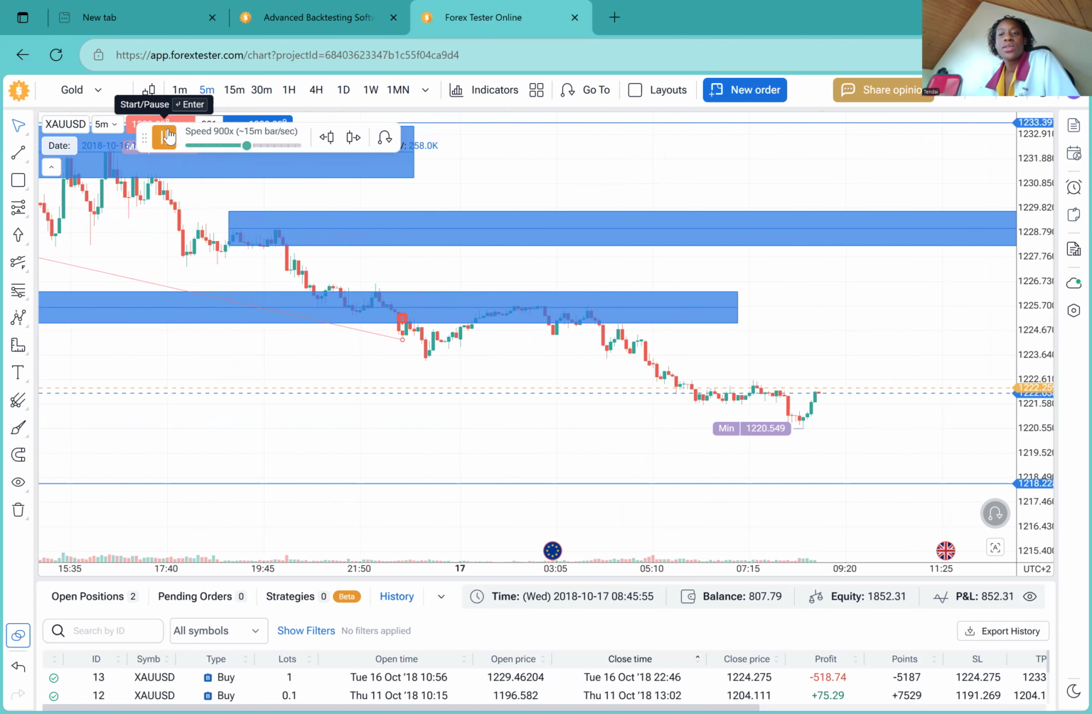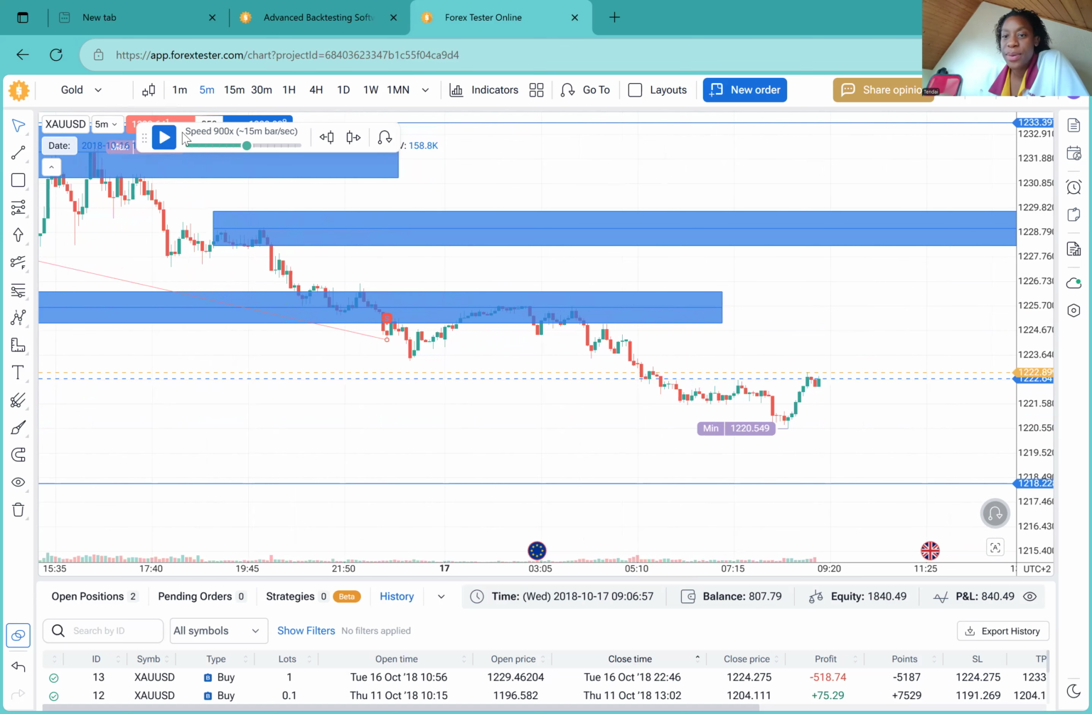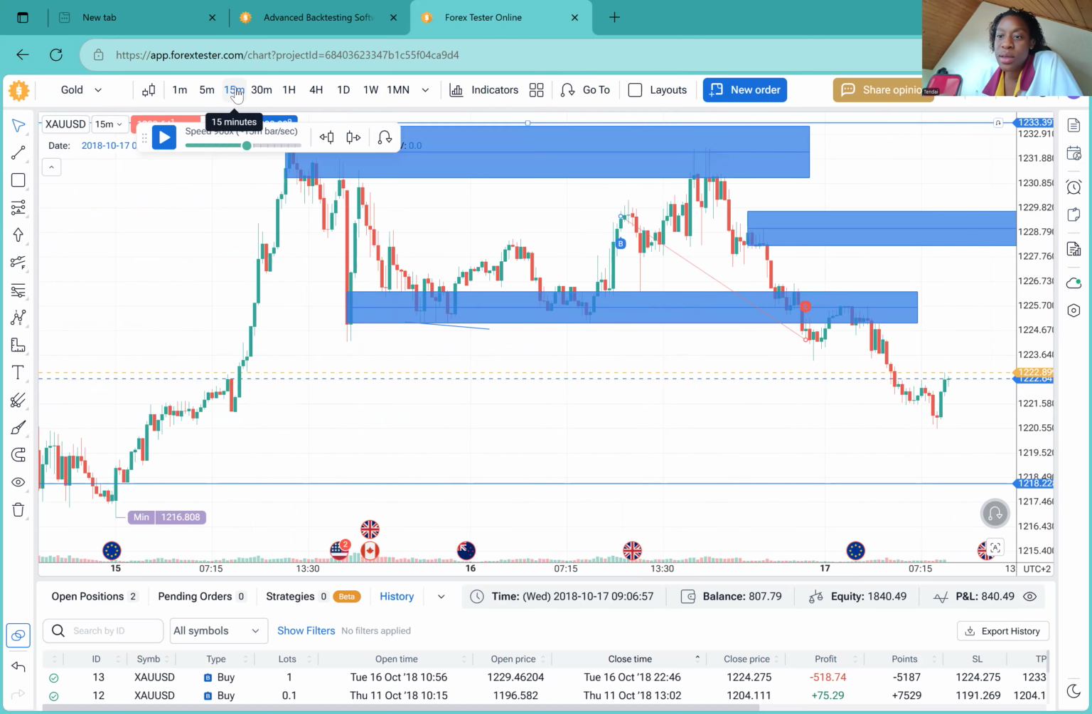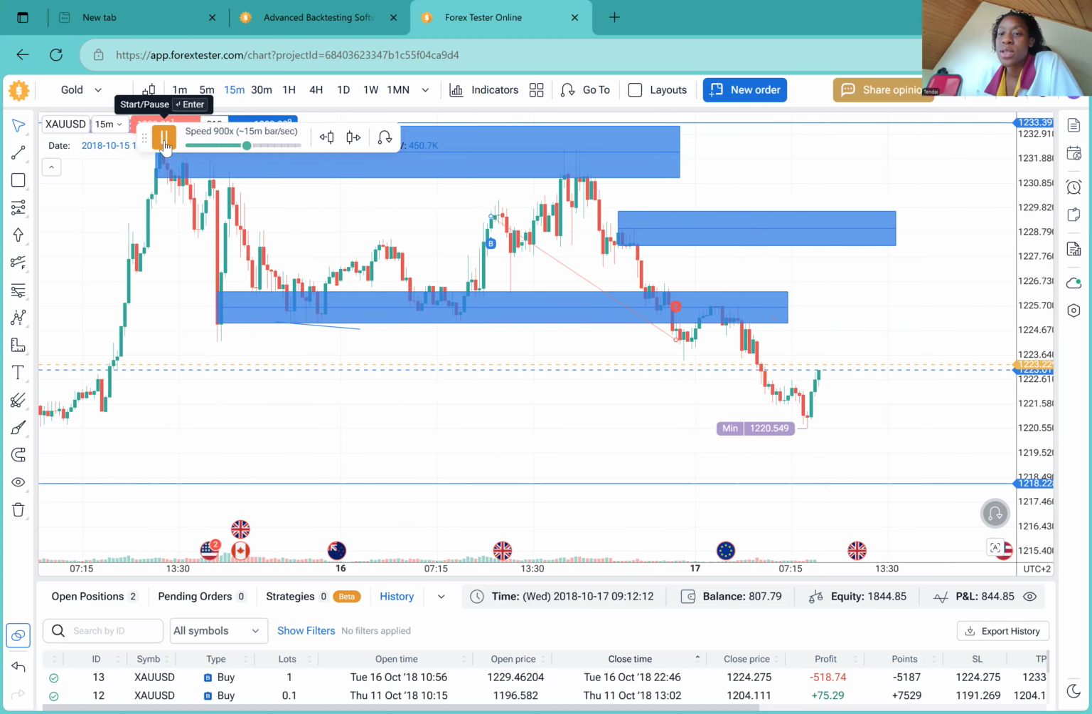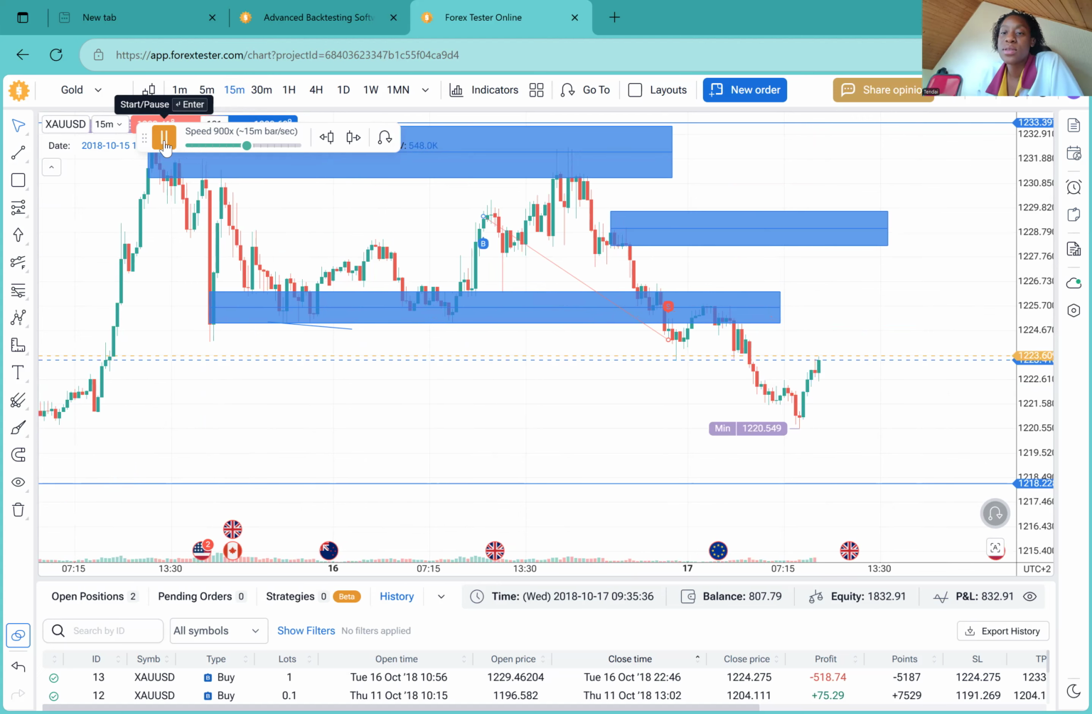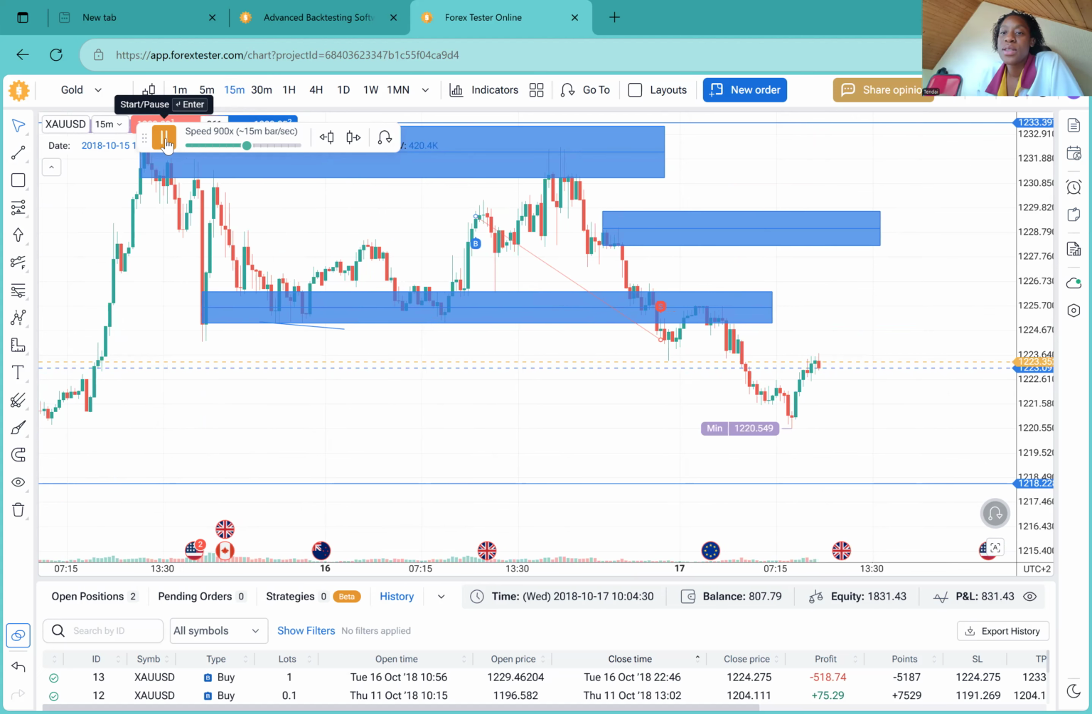All right. So this correction that's happening right now is what we are looking for, right? You see, price came down, but it came up to correct itself. So this is on the 5-minute. It's sort of coming up to correct itself, and this is when we need to start looking for sells, right?